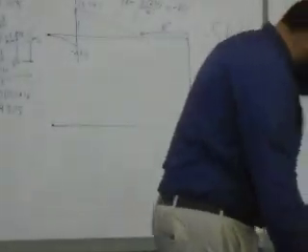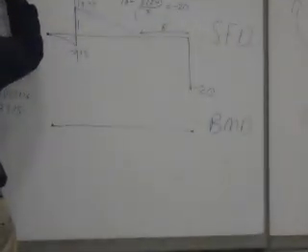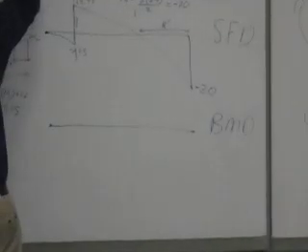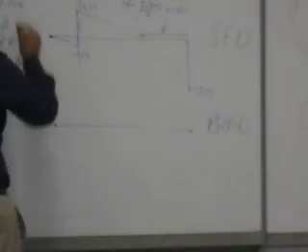Let me do it in another color so it shows. What's the moment at B? The moment at B is simply what? This load, the negative 2.25 times the distance, right? Which is 2. So this will be negative 4.5 kip-feet.